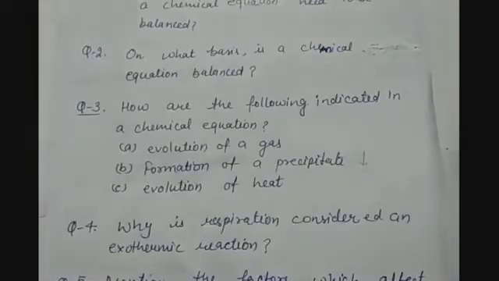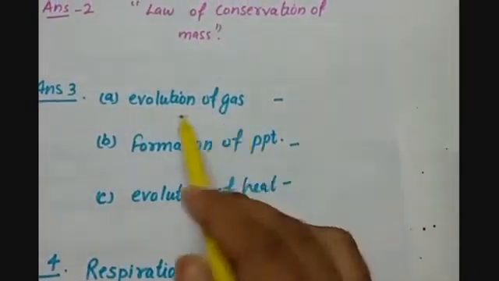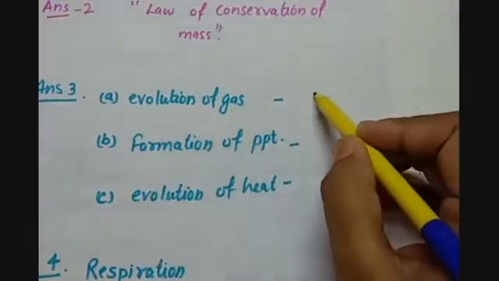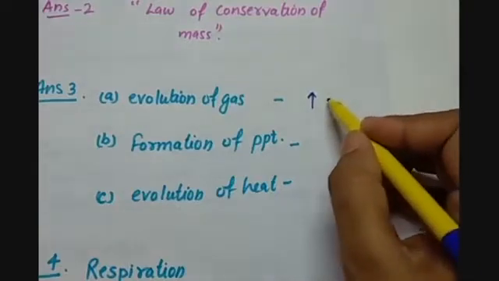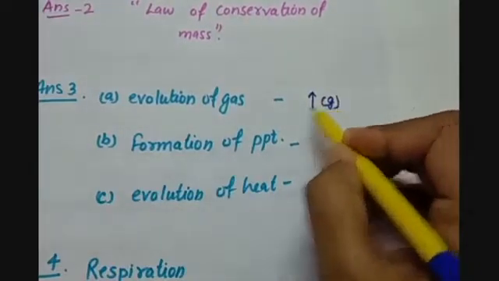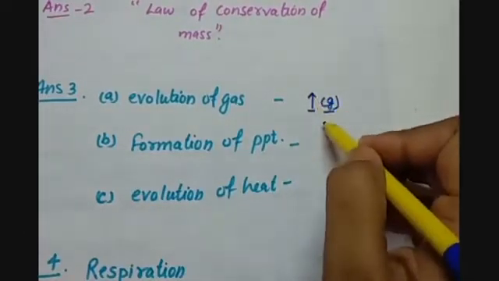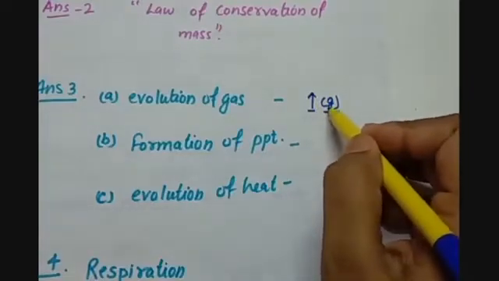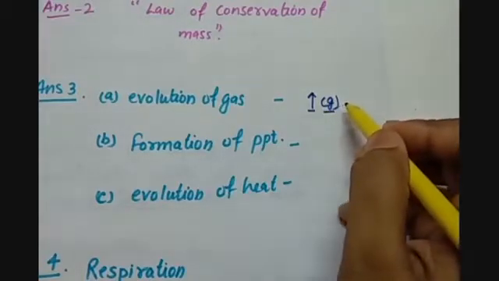Question number 3 is: how are the following indicated in a chemical equation? A. Evolution of gas, B. Formation of a precipitate, and C. Evolution of heat. So dear students, evolution of gas can be expressed by making an upright arrow and writing gas. We can either make this sign on the product side, or we can write g in brackets, which will indicate that this is the gaseous product.